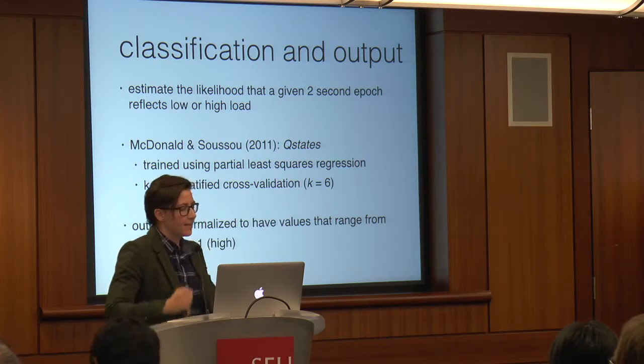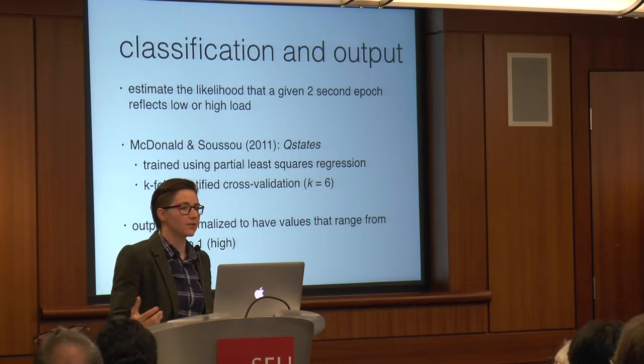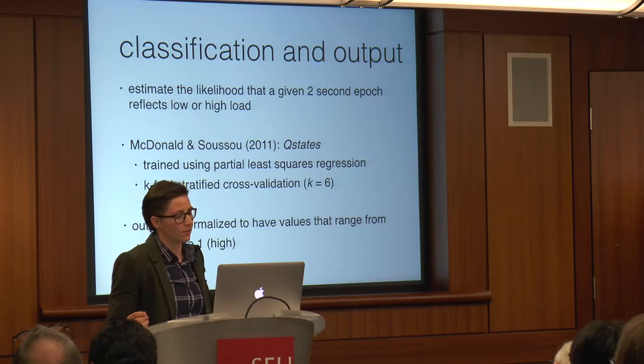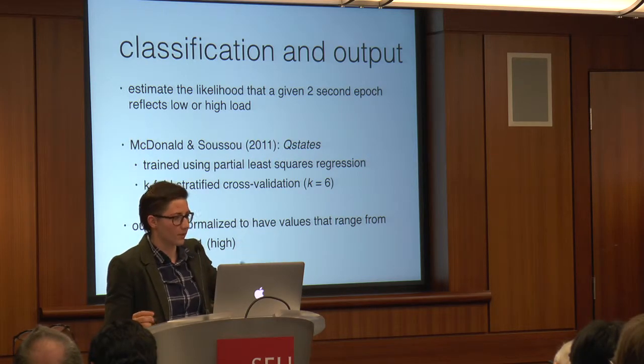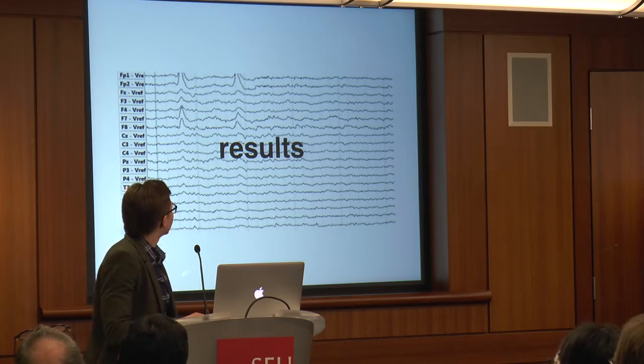Okay, and important to note here is that when I go over this, the output is normalized to values that range from 0 to 1. So in the graphs I'll show you, 0 means the lowest, and 1 means the highest.